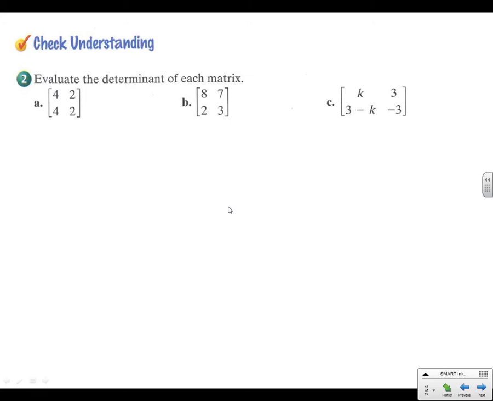So, your turn. See if you can figure out the determinant of all three of these matrices. Be careful on the last one, C, and make sure you're putting things in proper parentheses and distributing correctly.